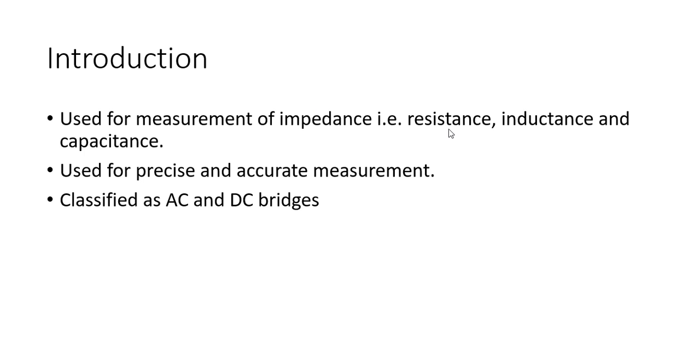What is the impedance term related to which circuit, and the resistance term related to which circuit, that you must know. It is used for precise and accurate measurement, and bridges are classified into AC and DC bridges. There are reasons why bridges are mostly used, because as mentioned here, it is used for precise and accurate measurement.